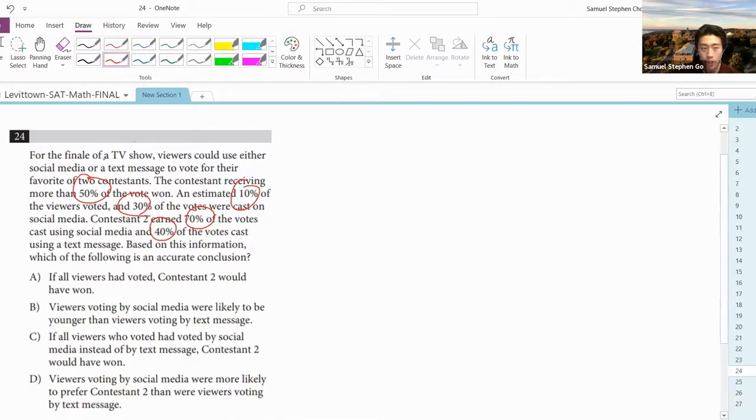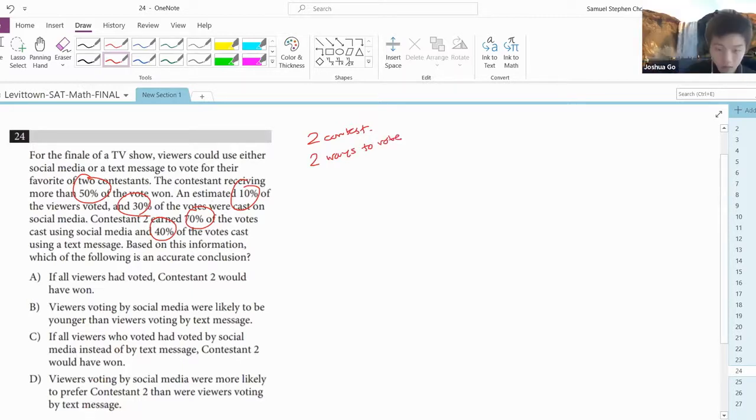So for some TV show, there's this finale where the viewers can use social media or text messages to vote. So let's just remember that there's two contestants, two ways to vote, and that's social media and text. The contestant receiving more than 50% of the vote won. So whoever gets more than 50%, they're going to win. That's pretty simple. An estimated 10% of the total viewers voted, right? So if there were 100 people that watched it, only 10 of them had actually voted.